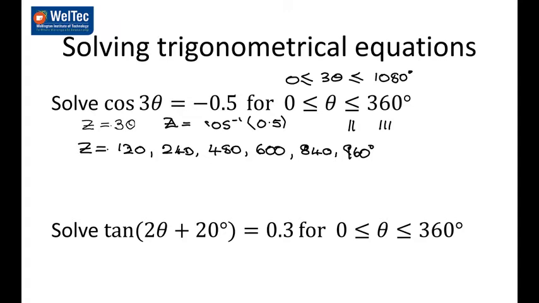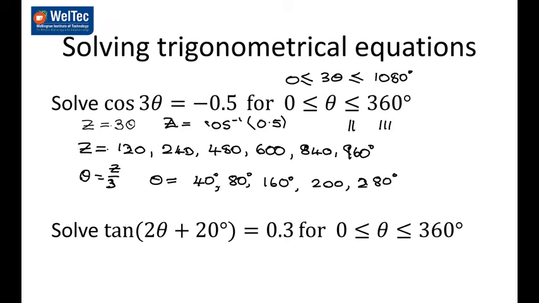Now we weren't looking for Z, we were looking for theta. So if Z is 3 theta, theta is Z over 3. So theta is just each of these numbers divided by 3. So it would be 40, 80, 160, 200, 280, and 320.